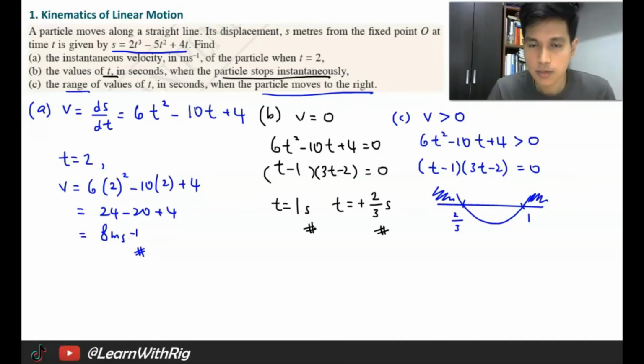So that means the answer, right? Your answer should be t, first one is less than 2 over 3. Less than 2 over 3. The second one is t more than 1 second.